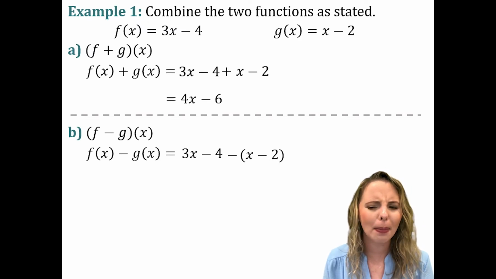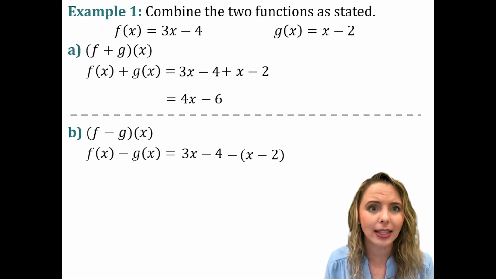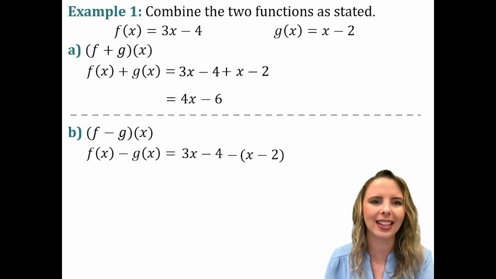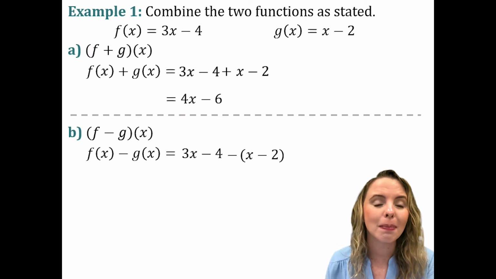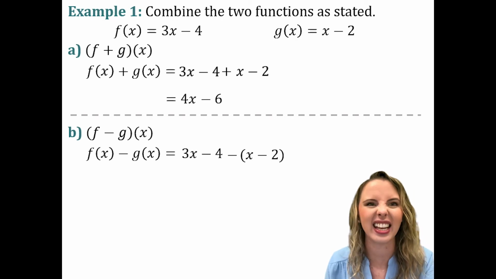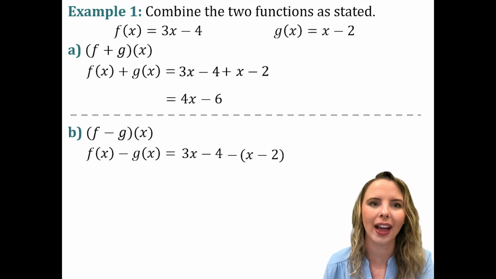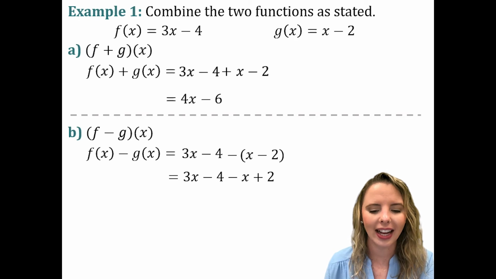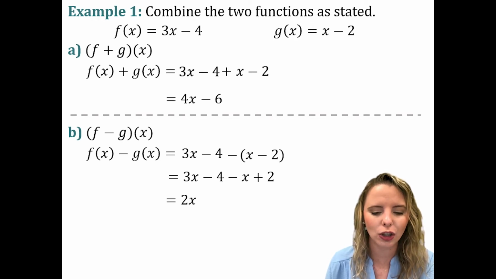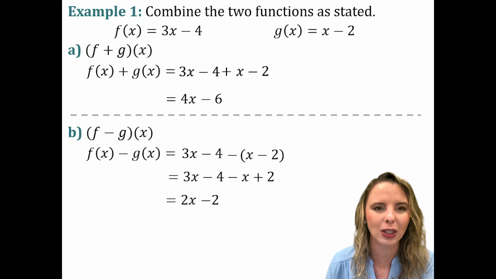Now, why did I put g of x in parentheses? Why did I put that x minus 2 in parentheses? Because it was minus, right? I need to subtract the entire thing. If I would not have put it in parentheses, it would have read that I was only subtracting x instead of subtracting x minus 2. So we need to distribute that negative, and so we're going to get 3x minus 4 minus x plus 2. Combining like terms, 3x minus x is going to be 2x, and negative 4 plus 2 is going to be negative 2.